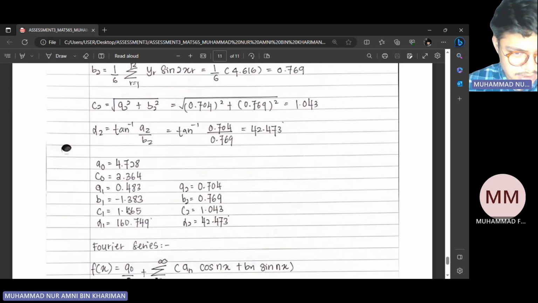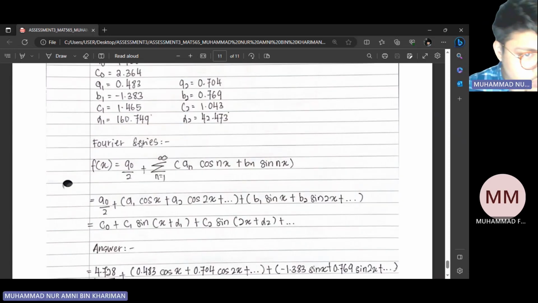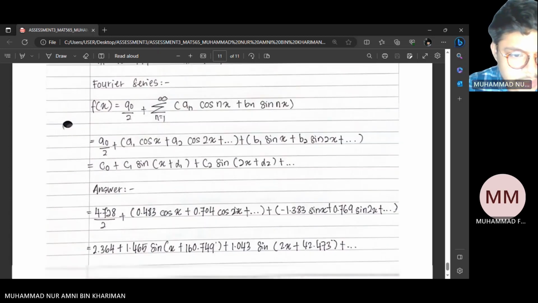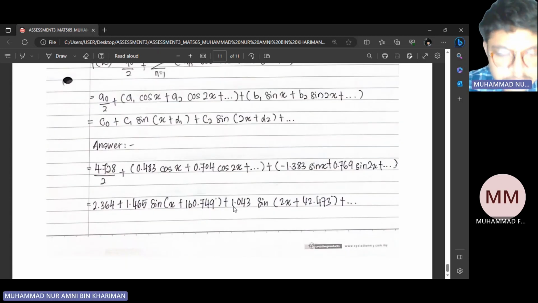So here are the values that we calculated just now from A naught until alpha 2. And then we can substitute directly into the Fourier series equation, which is f(x) equals A naught over 2 plus summation of an cos nx plus bn sin nx. But here's the longer version: A naught over 2 plus A1 cos x plus A2 cos 2x plus, let's say there's more than 2 periods, you can add more, but we only have 2. Then B1 sin x plus B2 sin 2x. And then here's the second one: C naught plus C1 sin(x plus alpha 1) plus C2 sin(2x plus alpha 2). Then here's the final answer, where I substitute in all the values.